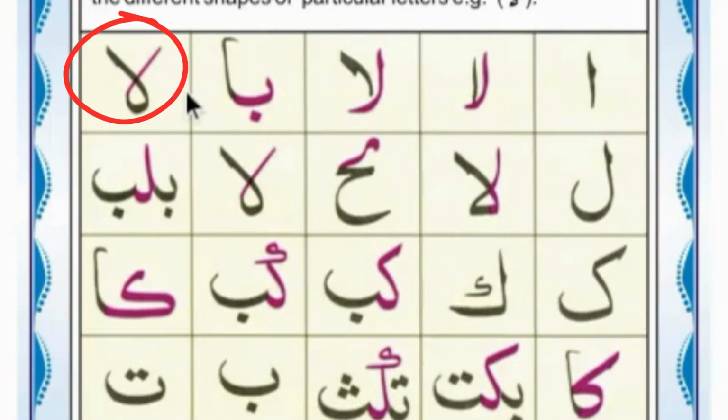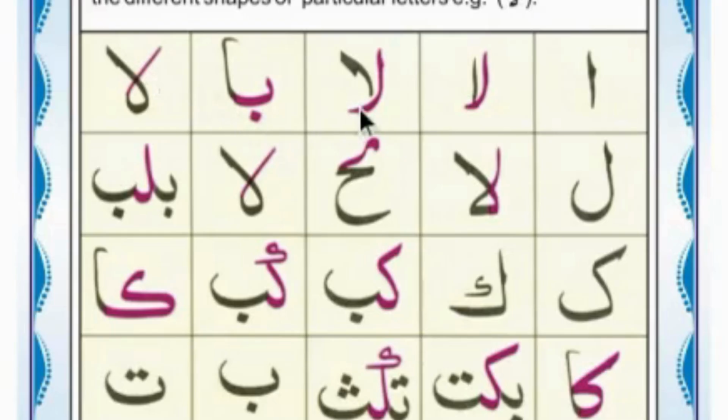Some beginners get confused in this letter. The first letter is lam. It is joined with alif. This is not one letter, it is actually a combination of two. The first curved stroke is lam, and the straight stick crossing it is alif. Please repeat after me. Lam, alif.